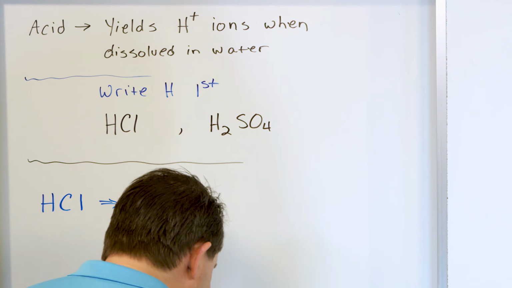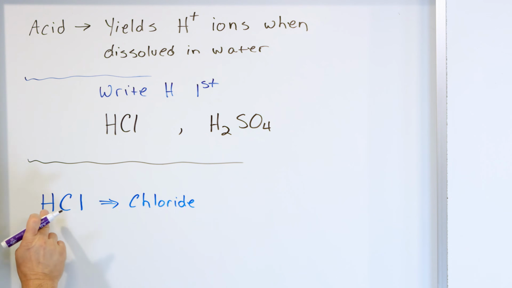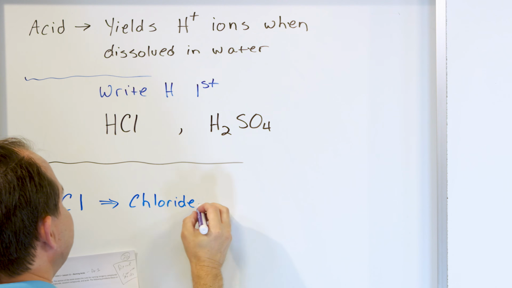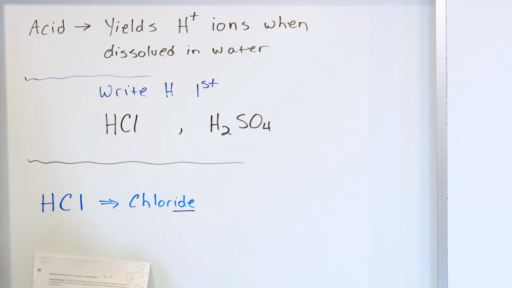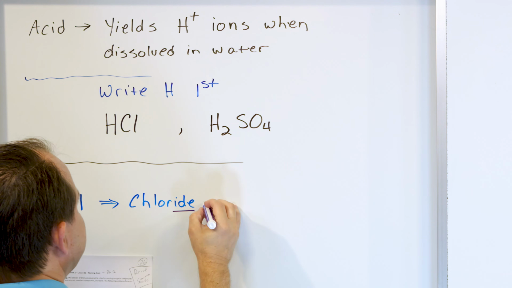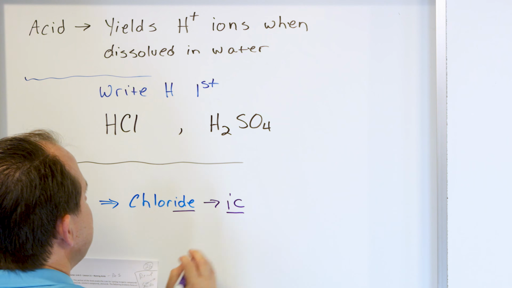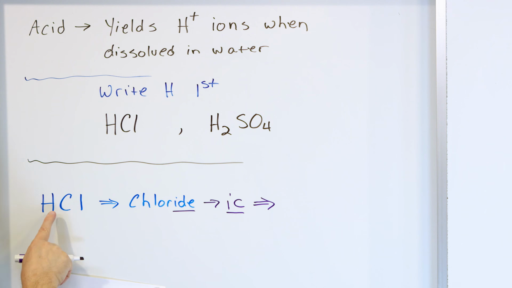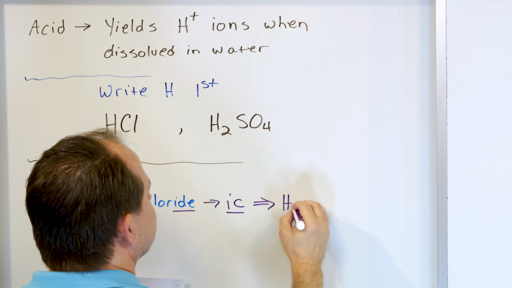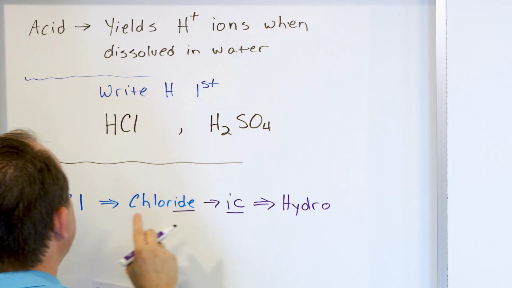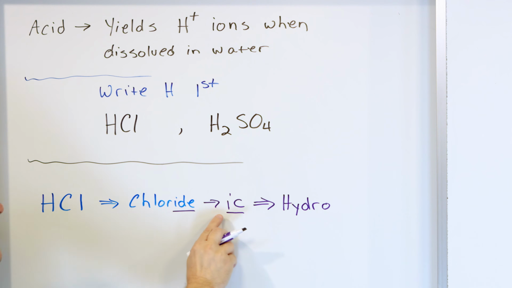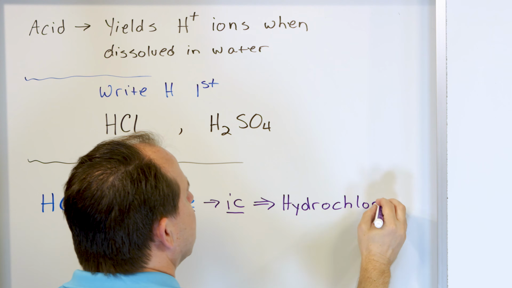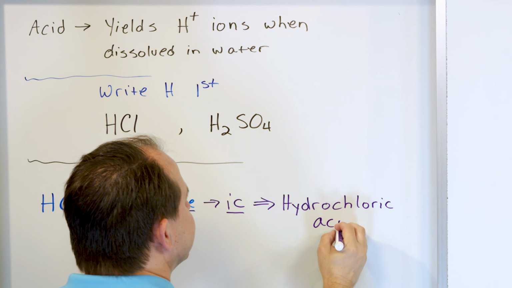All right? Now when it's hydrogen with a simple IDE ion, what you do is you take the IDE, I'm underlining the IDE, and you turn it into IC. And then you add the word acid. And you put the word hydro in front. So hydro comes in front. And because chlorine has an IDE, it turns into an IC, chloric. And then you add the word acid.